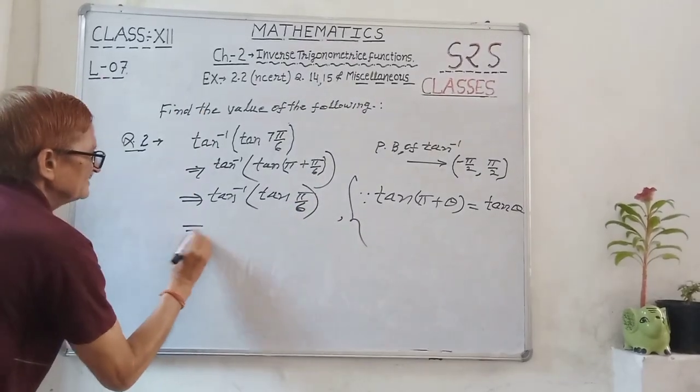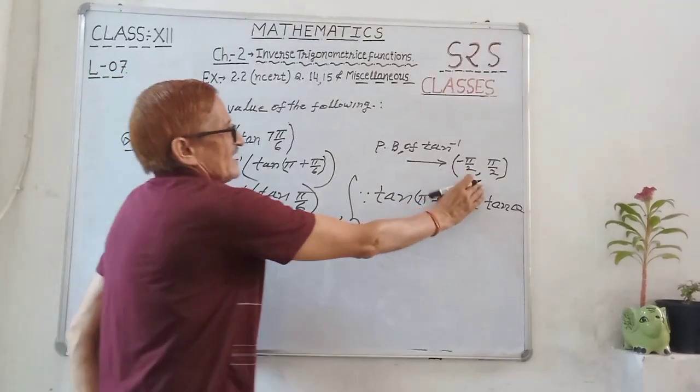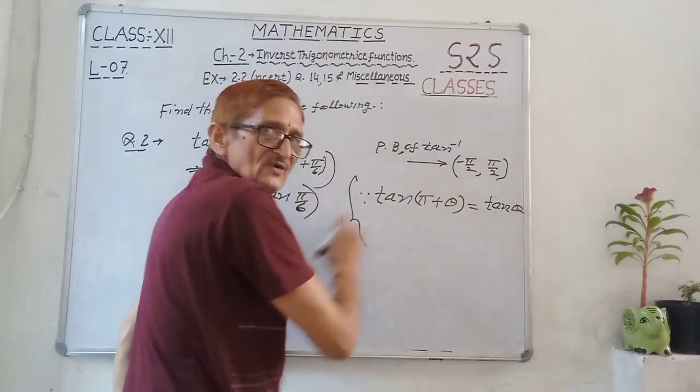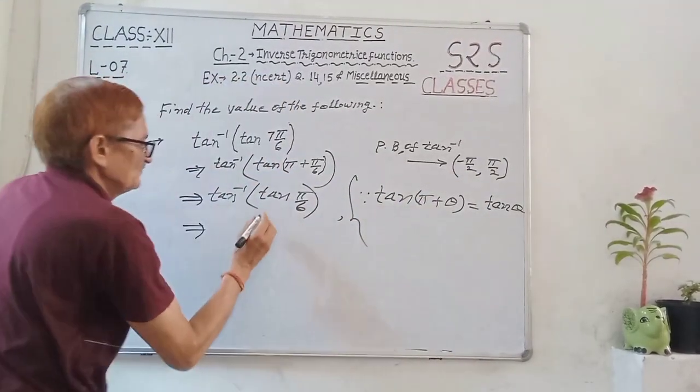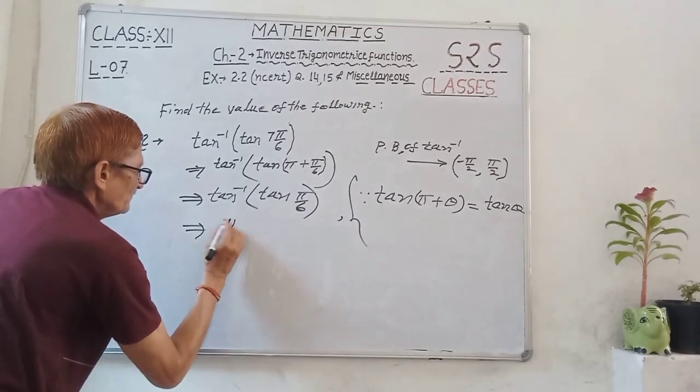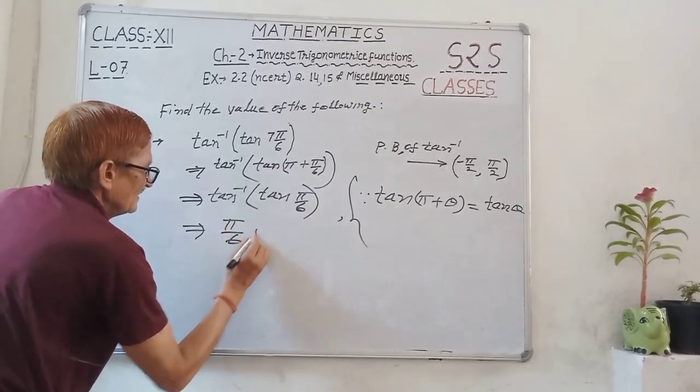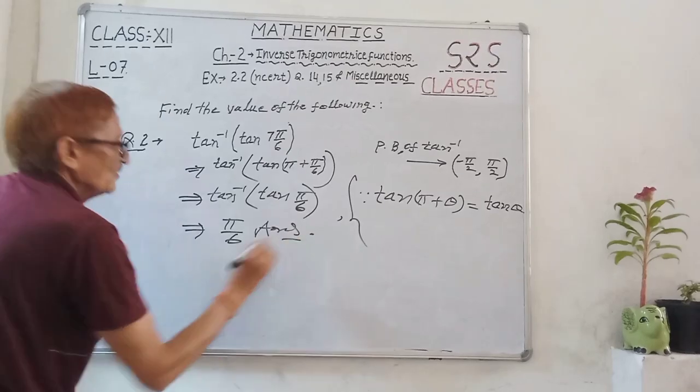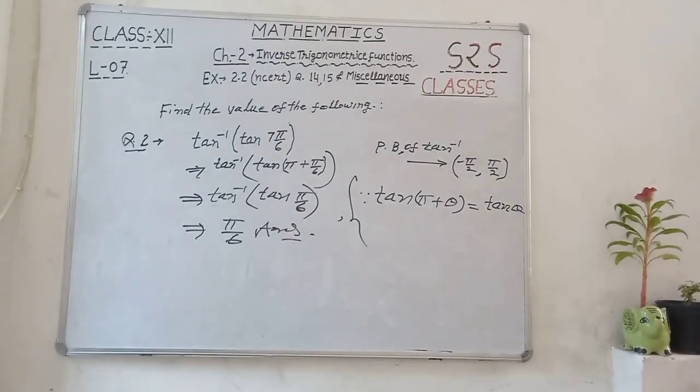Now pi by 6 is in the branch of tan inverse, so using the property, this will be equal to pi by 6. That is the answer. Like this we should simplify.